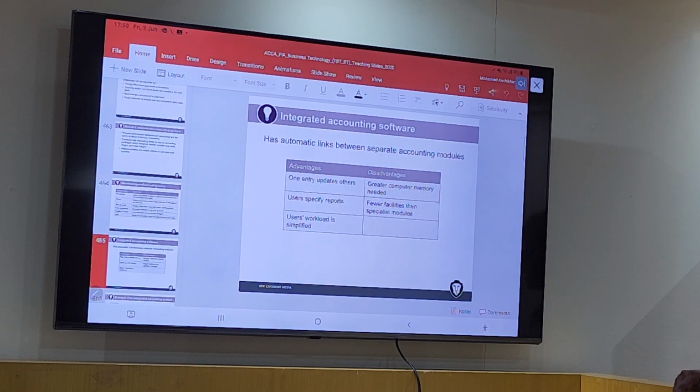Integrated accounting software, that is SAP and Oracle. It connects everything: ledger, HR module, inventory module, purchases module, supply module and the customer module. So it is advanced: only one screen for entry, and you connect and enter everywhere. User-specified reports, you can download any report you want. The user's workload is simplified. Disadvantages: greater computer memory needed, and fewer facilities than specialist modules.